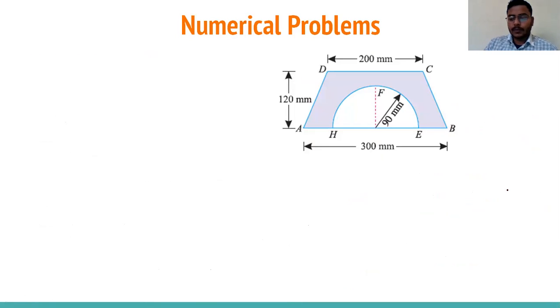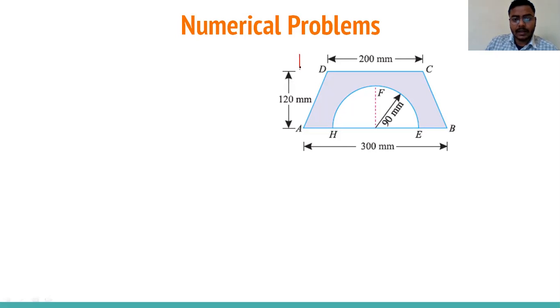Now, come to this question. In this case, a trapezoidal area is given, and in this trapezoidal area, a semicircle has been cut from this larger trapezoidal section. Then we have to calculate the centroid. So first we have to assume some axis.